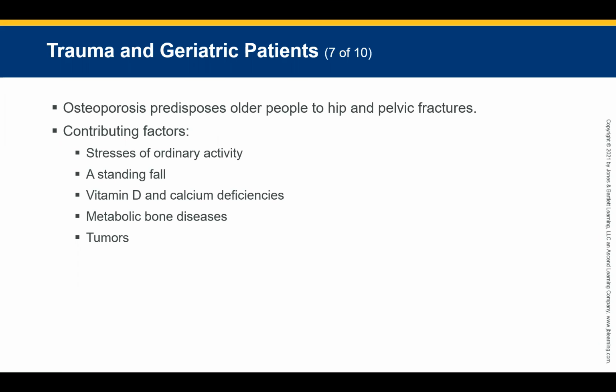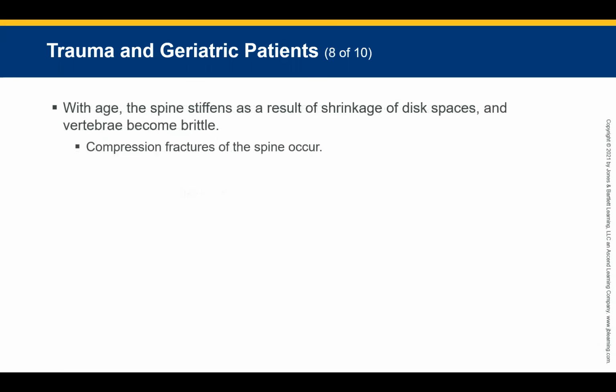Osteoporosis predisposes older patients to hip and pelvic fractures. You see right there, yours talks about some contributing factors. All those are big signs of issues that patients go through the older they get. Compression fractures of the spine are more likely to occur due to the stiffness. Even though they're stiff, you start to have osteoporosis and things become a lot more brittle.